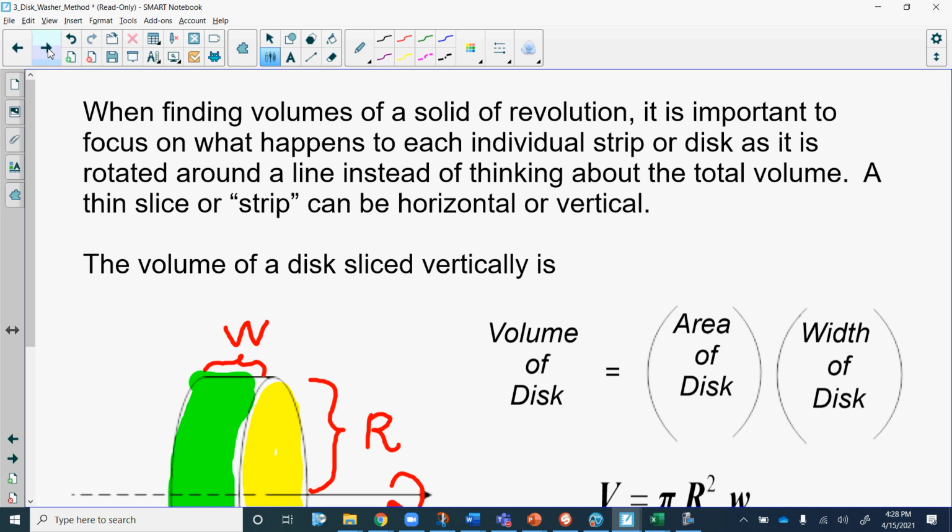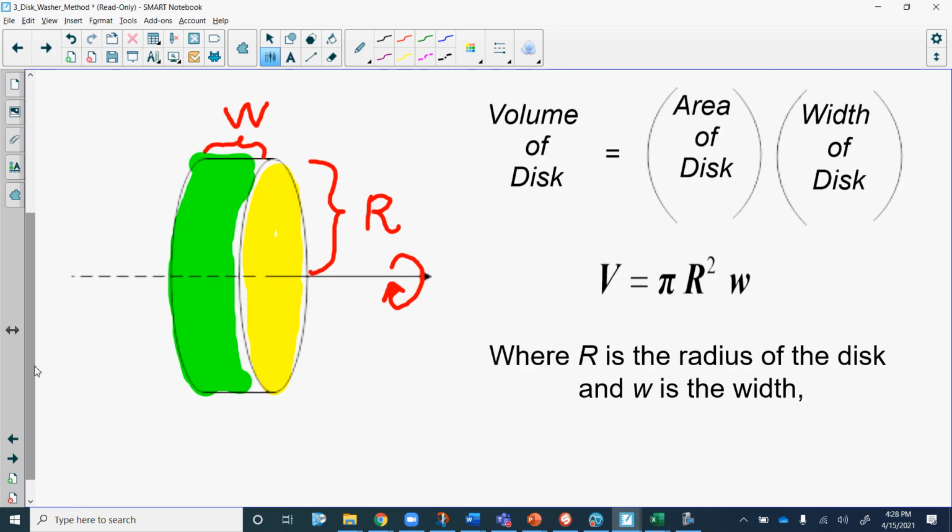Depending on which way you're rotating, around the x-axis or the y-axis, tells you whether you take your equation and solve it in terms of x or y. The volume is sliced vertically. We would have something like that where it's going to be rotating around the x-axis. And generally speaking, this W, the width of the disk, could be the change in y, or it could be the change in x, depending on which way you're rotating.